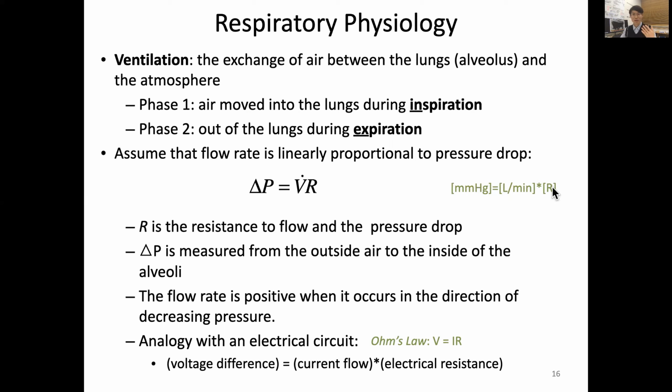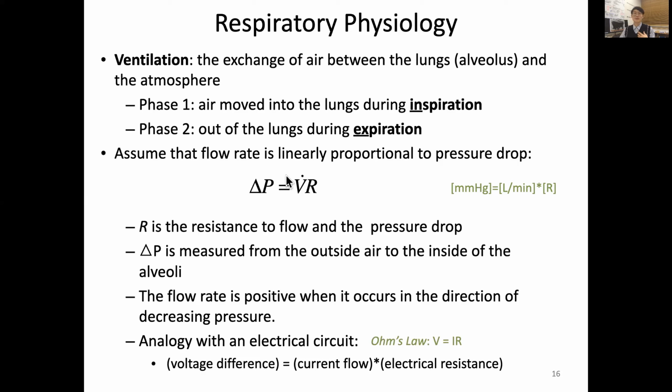So let's define the pressure difference, which is a driving force. This can be measured from the outside air to the inside alveoli, because we're considering the inhalation. So the pressure is higher outside than inside. So that's a good definition. And then let's define the flow rate. When it comes positive, it is in, and when the flow direction occurs in the direction of decreasing pressure, that's more favorable. So we call the flow rate a positive sign.